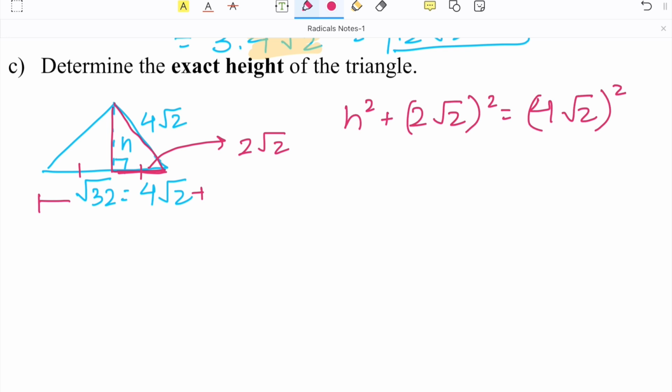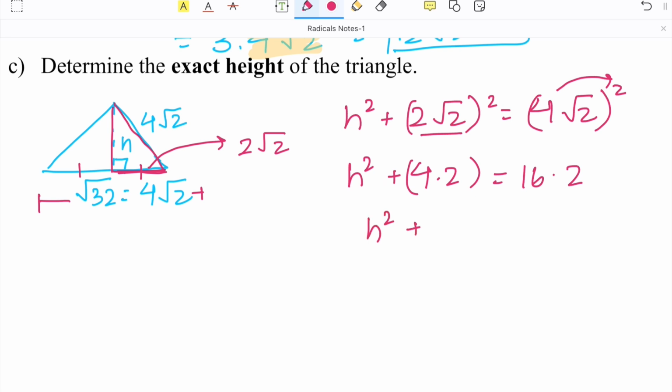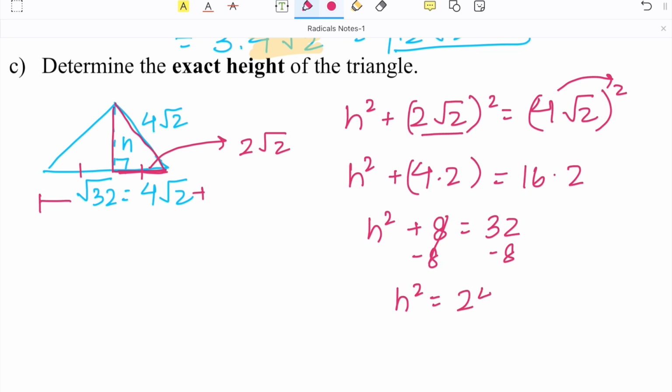So I'll just square this whole thing. 2 squared is 4 and root 2 squared is 2. So 4 times 2 is 8, plus h squared. 4 squared is 16 times root 2 squared is 2. 16 times 2 is 32. Subtract 8 on both sides and you get h squared is equal to 32 minus 8, which is 24.